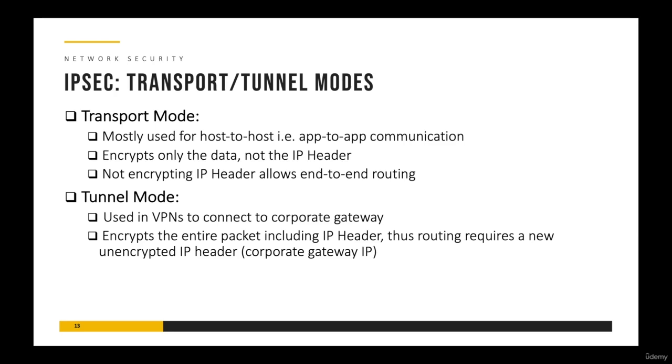And anybody looking at this packet, or the routers on the internet, when they look at this packet, they think it's going for the gateway. However, what really happens is that when this packet reaches the gateway, it is going to extract the internal packet and send it to the appropriate destination inside the corporate network.